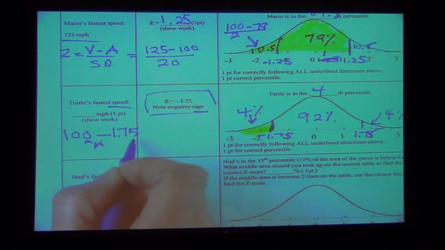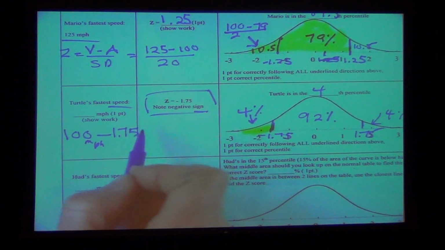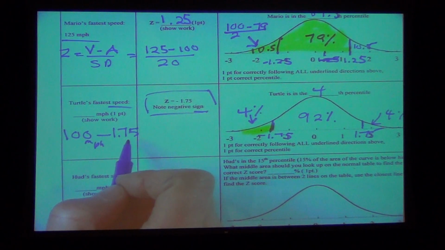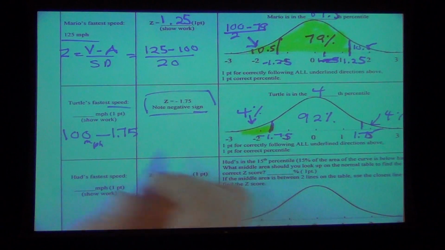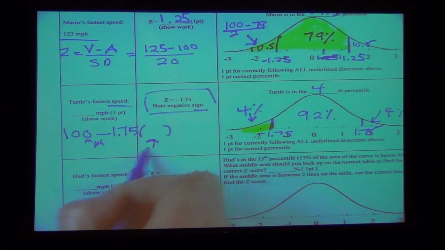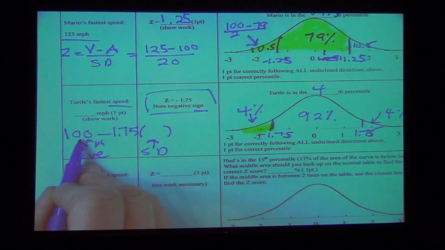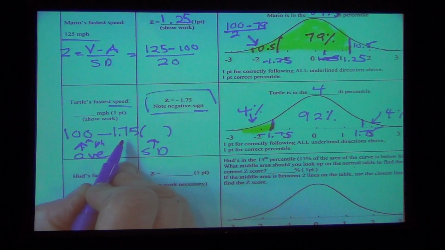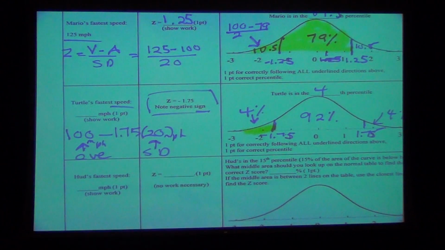This is miles per hour. This is a z-score. It's like a common standard ruler. You can't subtract that; you have to change it to miles per hour. This tells you 1.75 what? These are standard deviations. So you have to put the standard deviation right in there. This is the average, so 100 minus 1.75, not miles, but times 20 miles per hour. That's what you want to subtract. Does everybody understand that?